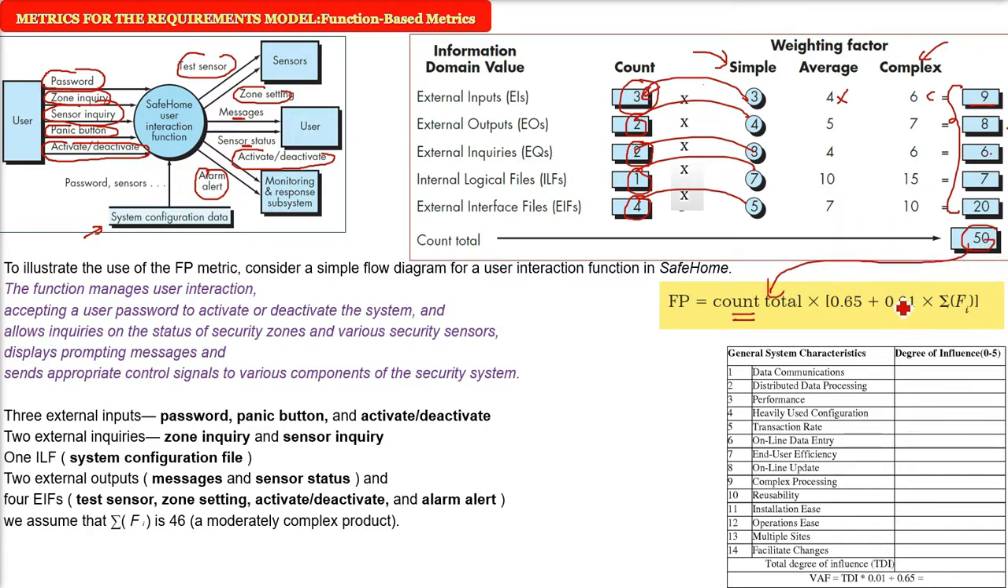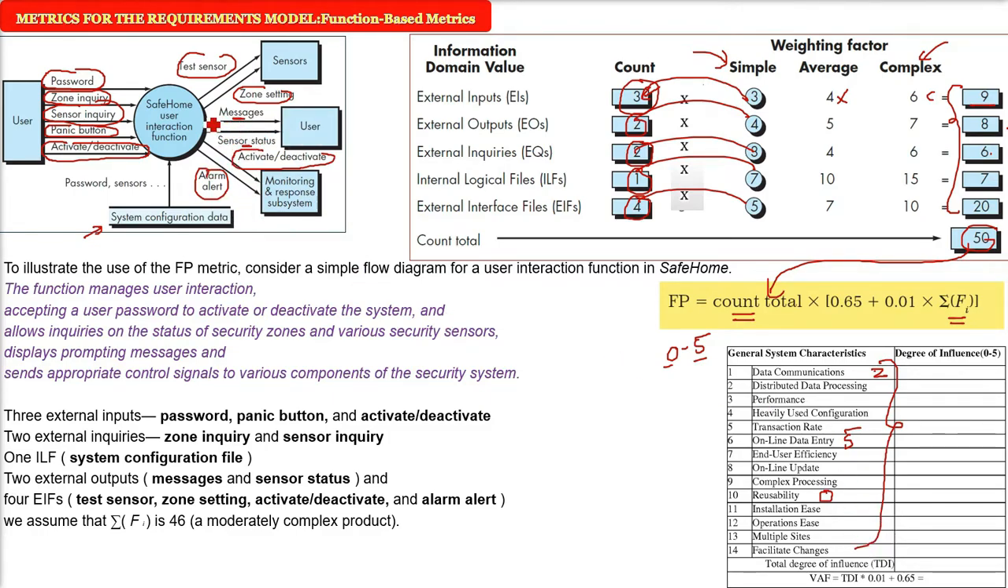Okay. We need to go for sigma Fi. So let us say that it is 46 for a moderately complex product. But I need to tell you how this sigma Fi has come. These are all the general system characteristics. You have to give a value from 0 to 5 depending upon the importance of these system characteristics in your software or product in terms of usability. For example, data communication you give 2, online data entry give 4, 5, reusability 0. So every number you have to give between 0 and 5 and just add them. And just assume that that number is 46.